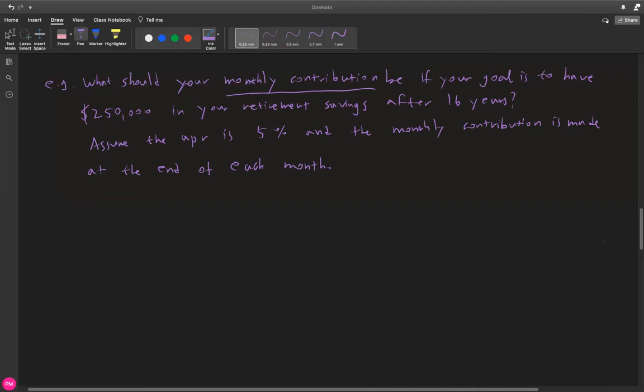Yeah, so just to explain this problem, let's say your goal is to have $250,000 by the time you retire. Obviously, 16 years is a very short term in terms of a retirement savings account. But for the sake of the problem, let's say you're trying to buy a $250,000 house without taking any loan. You want to save up before you buy the house. So this would be a more likely scenario if that's the case.